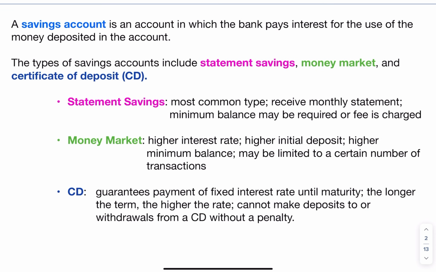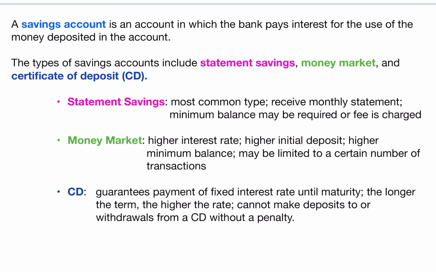A savings account is an account in which the bank pays interest for the use of the money that you deposit in the account. There are essentially three major types of savings account. The first one is the statement savings account, and this is the most common one. You're going to receive monthly statements similar to your checking account. Some banks may require a minimum balance deposit or a fee will be charged.